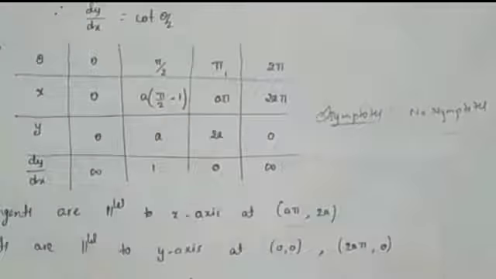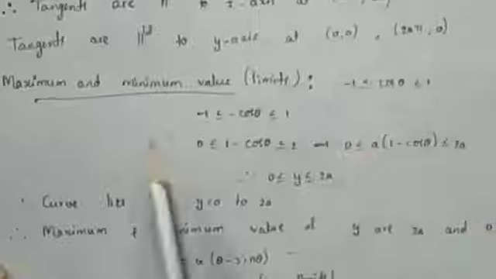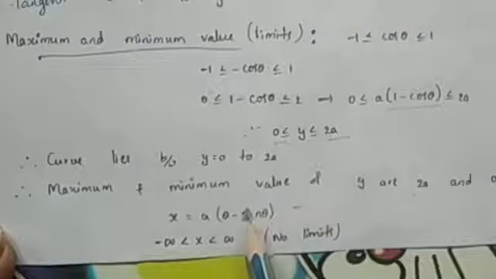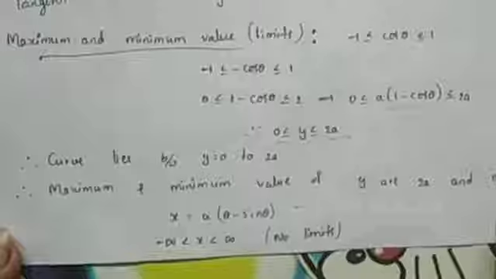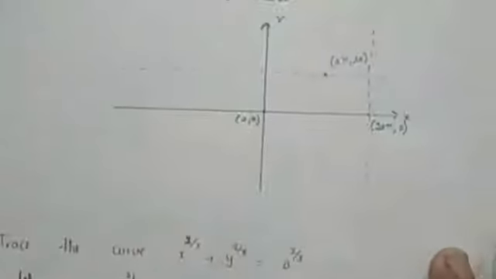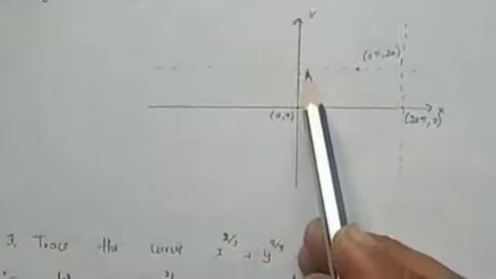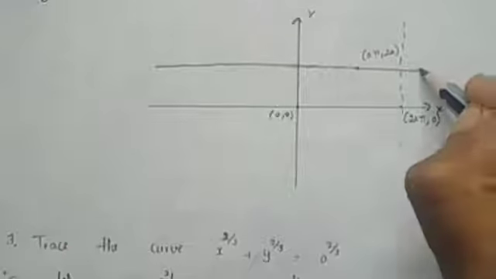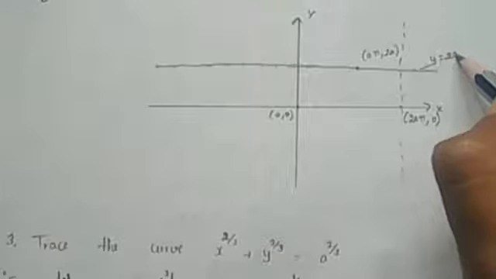Asymptotes: no asymptotes. And the maximum and minimum value, the limitations: y lies between 0 to 2a, x lies between minus infinity to plus infinity. Therefore the maximum value of y is 2a. This line is y equal to 2a.